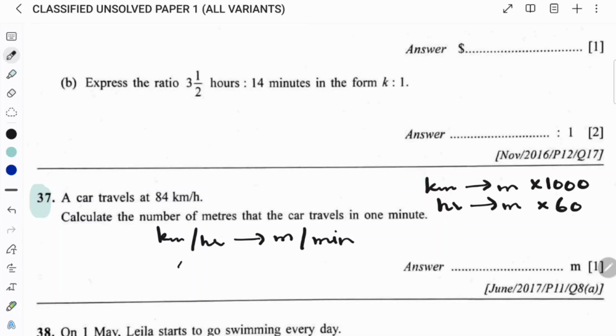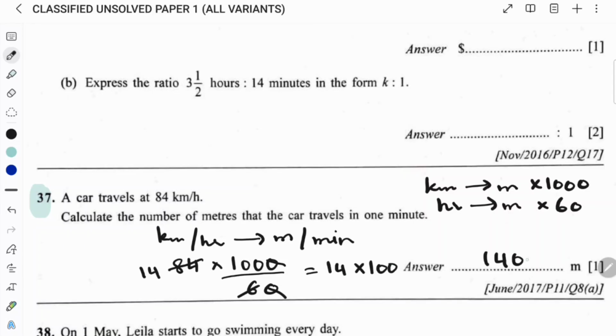This is the same thing we are doing. 84 times 1000 divided by 60. So cancel the zero, and then 6 and 84, 6 times 14 is 84. Then you will have 14 times 100 is 1400 meters is the answer for this question. It was very easy simplification.